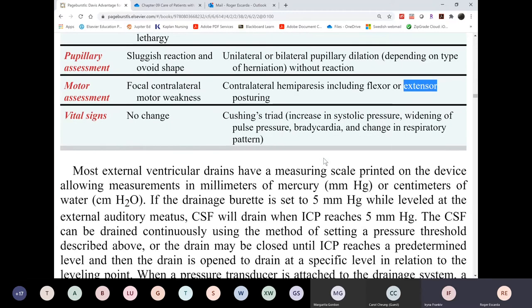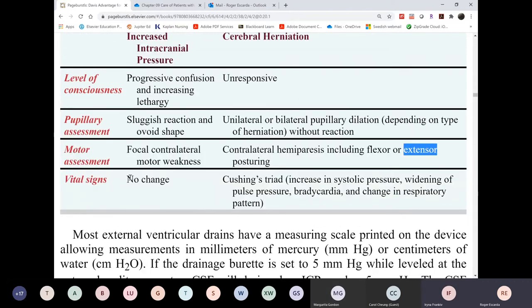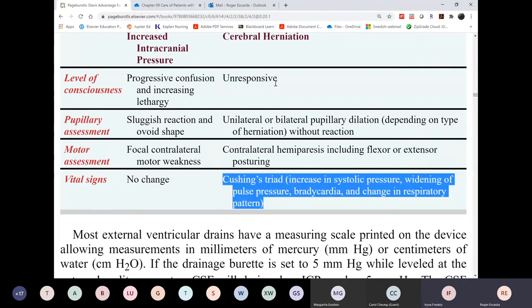We get to TBI. And of course, no change in the vital signs here in increased ICP, except maybe the blood pressure goes high, that's it. But Cushing's triad appears in cerebral herniation.